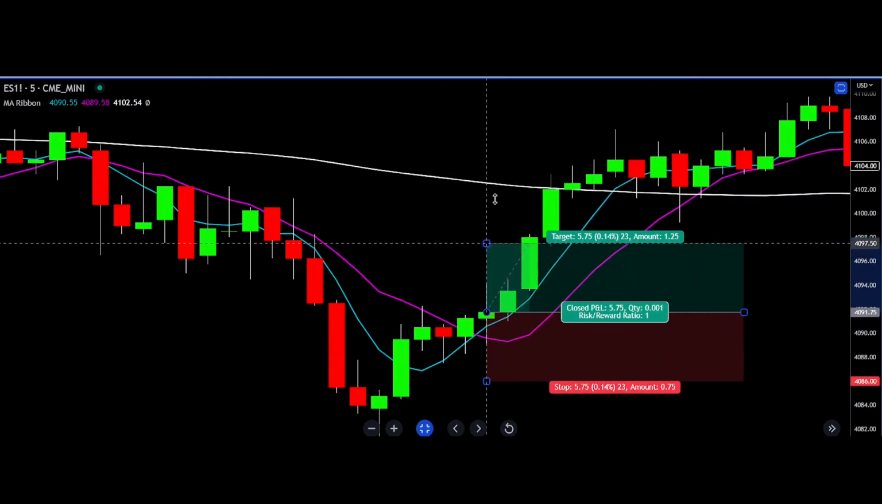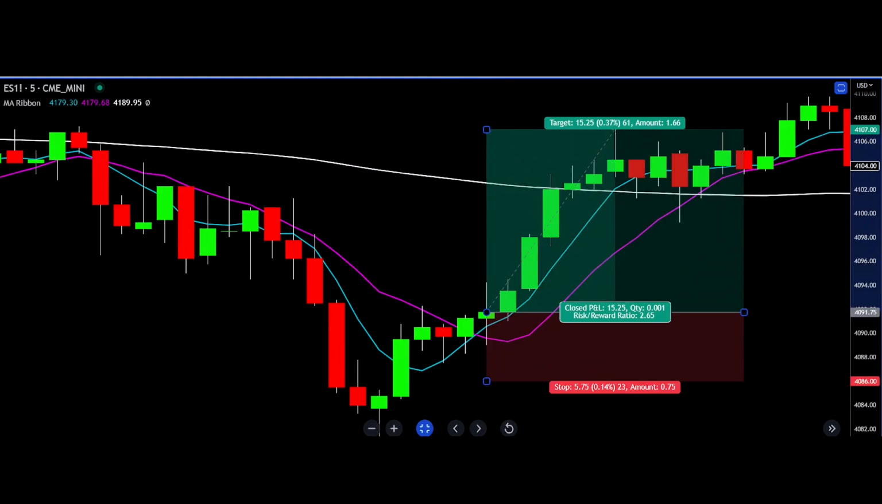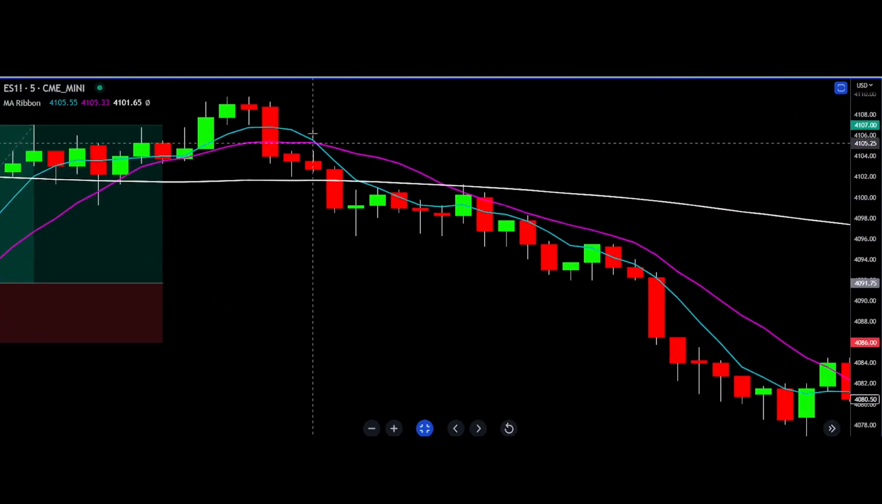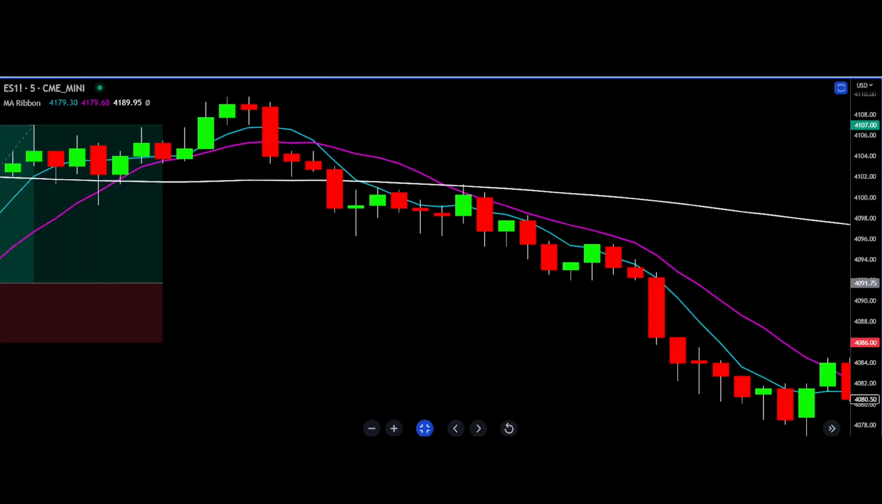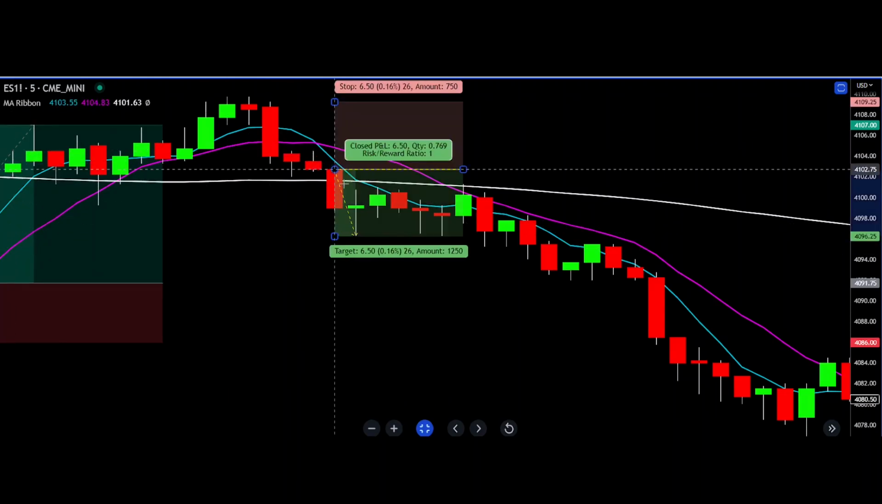Next, we will look for a downward fractal pattern, which is when the 5-period MA crosses below the 10-period MA. When this happens, we will exit our long position and enter a short position, as we expect the 10-period MA to eventually cross below the 100-period MA, forming a larger fractal pattern.